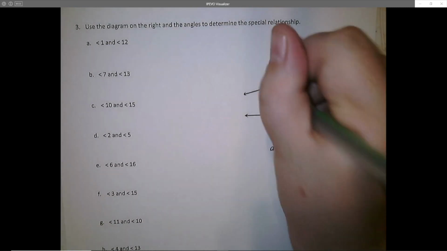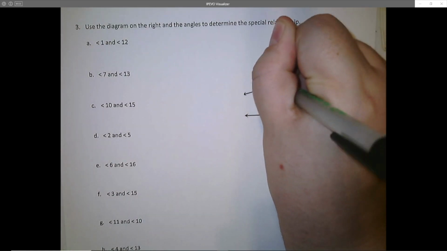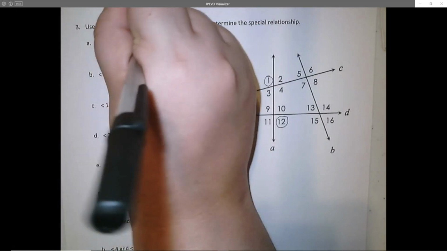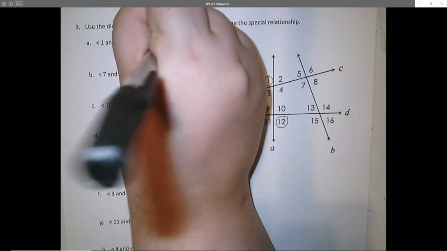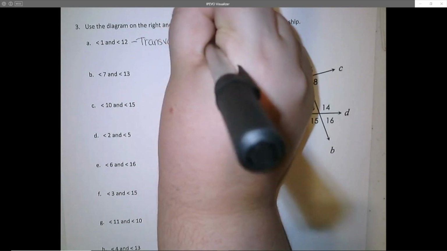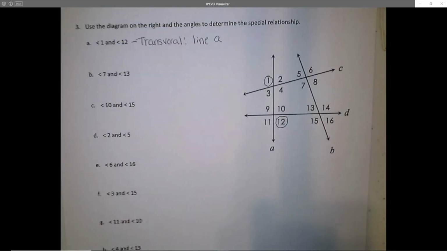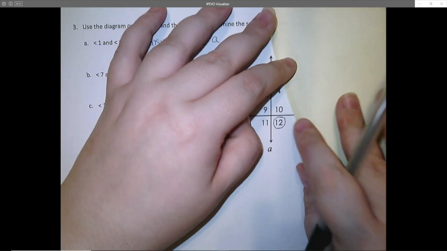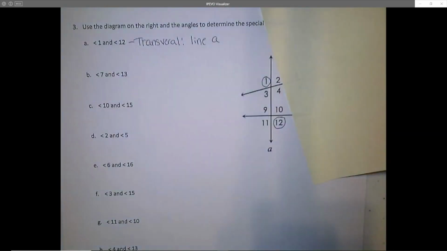1 and 12. I'm going to circle here. Here's 1, here's 12. They have line A in common. My transversal is line A. And the two lines that A crosses over are C and D. You're going to cover up the line that your transversal does not cross over, which in this case is B.